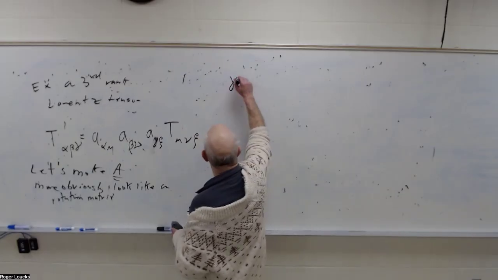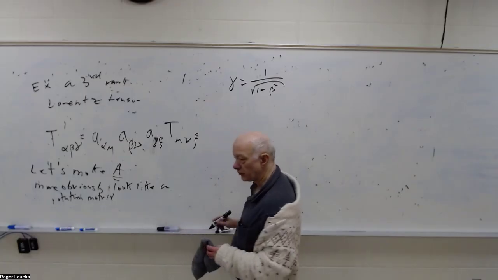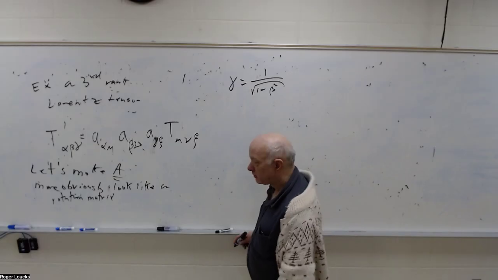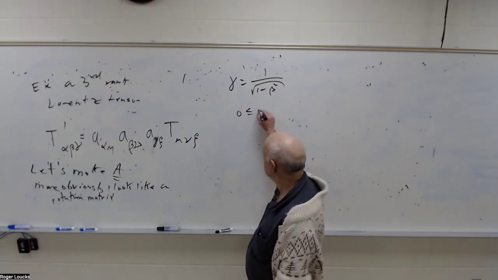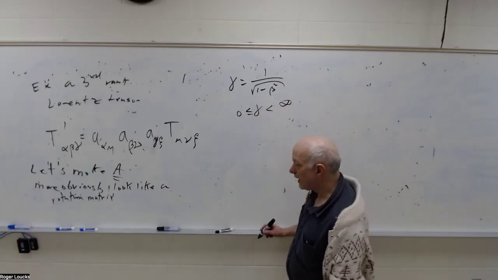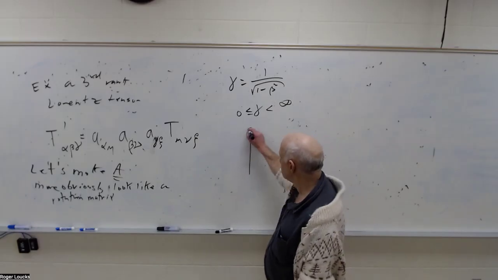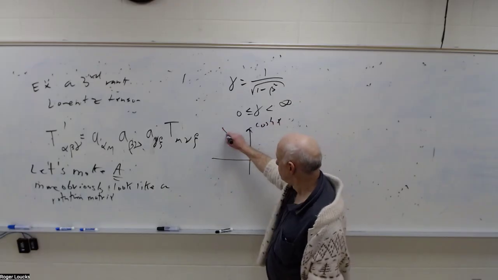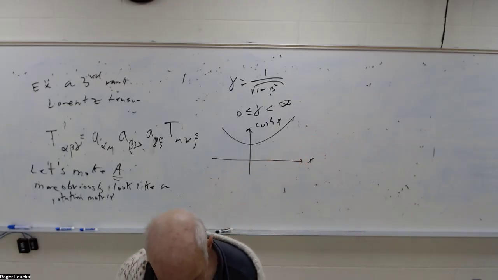Okay, so we have gamma, and we know that gamma is 1 over the square root of 1 minus beta squared. So what's the range on gamma? 0 to 1, 0 to 2, infinity. And we said, hey, what else has this same range? Cosh. Remember cosh.